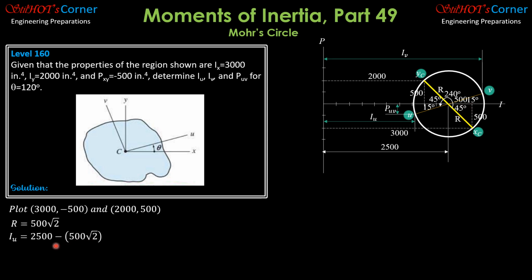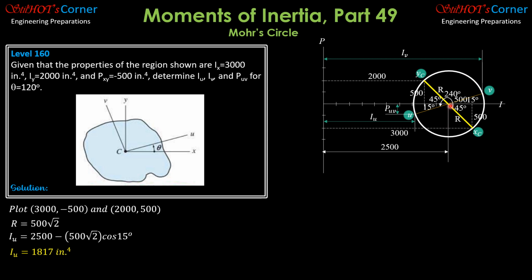So Iu is centroidal moment of inertia, then minus r cosine 15. So the horizontal leg of the right triangle with angle 15 degrees is hypotenuse r cosine 15. Since we move to the left to locate the u-axis to compute for I bar u or I sub u, it is 2500 minus r, this is r cosine of 15. So I sub u is 2500 minus 500 square root of 2 cosine 15, 1817 inches to the fourth.